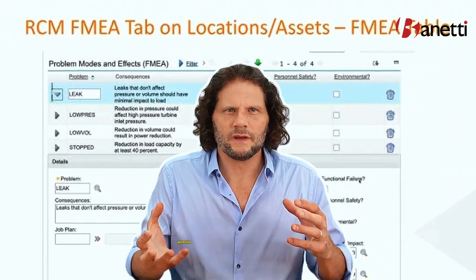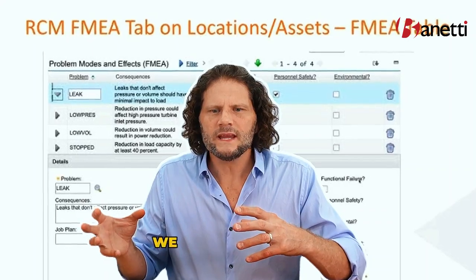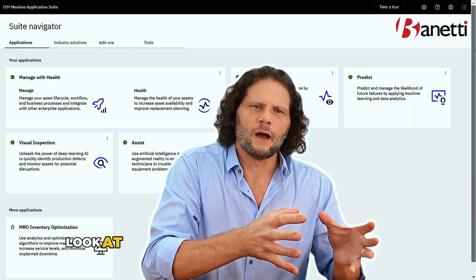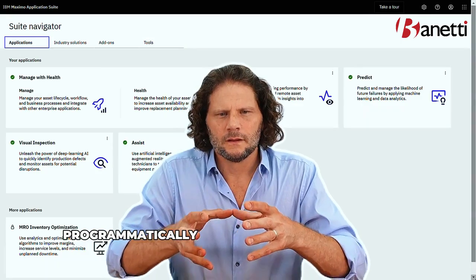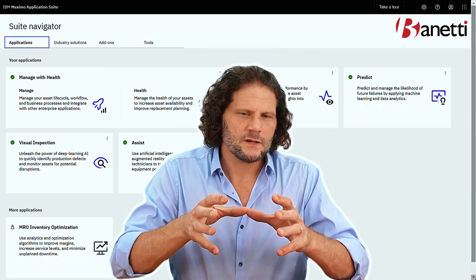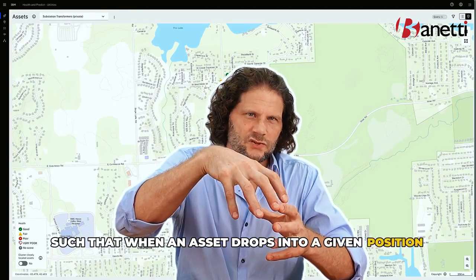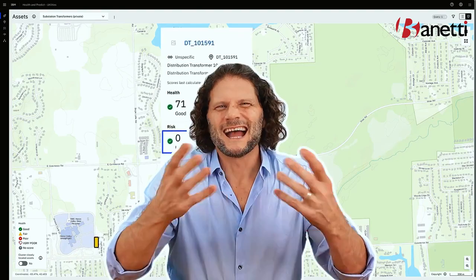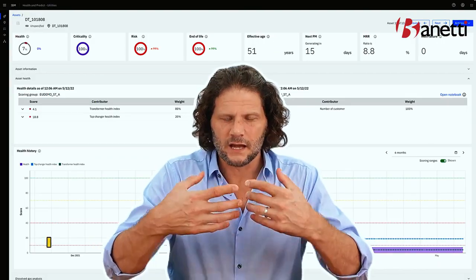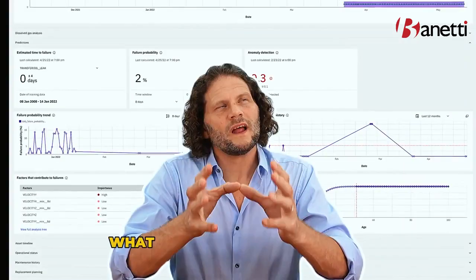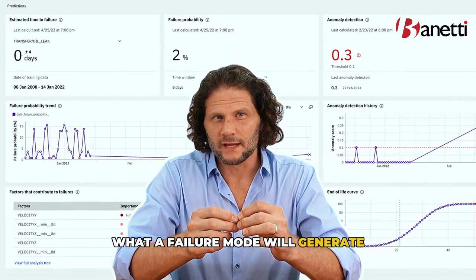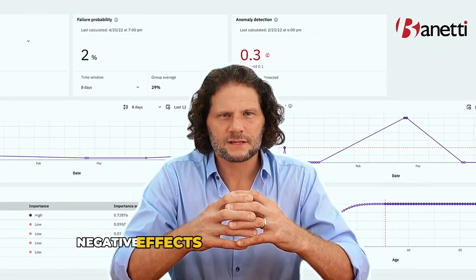Now that's pretty cool. So if we're looking at leveraging that FMEA capability within the MAS 9 suite, we need to immediately look at what it's going to take to scientifically, programmatically define our processes and use cases, such that when an asset drops into a given position on that process within that use case, I know what the operational context is, I understand what the operational expectations are, and therefore I can give you a realistic view of what a failure mode will generate in terms of negative effects on that process or use case. It's always deep water.